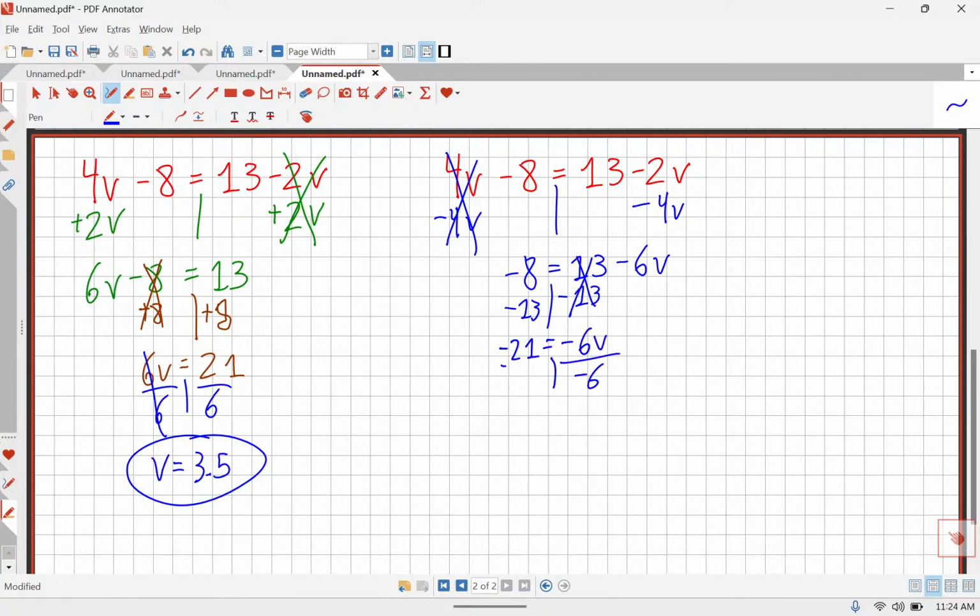You guys can probably see where this is headed. 3.5 equals v. It does not matter which order you do it in. It doesn't matter which one you move. So you get to pick. Do you want to live in a world where all the variables are on the left? You want to live in a world where there's no negatives? Yeah, you can make it happen, okay?